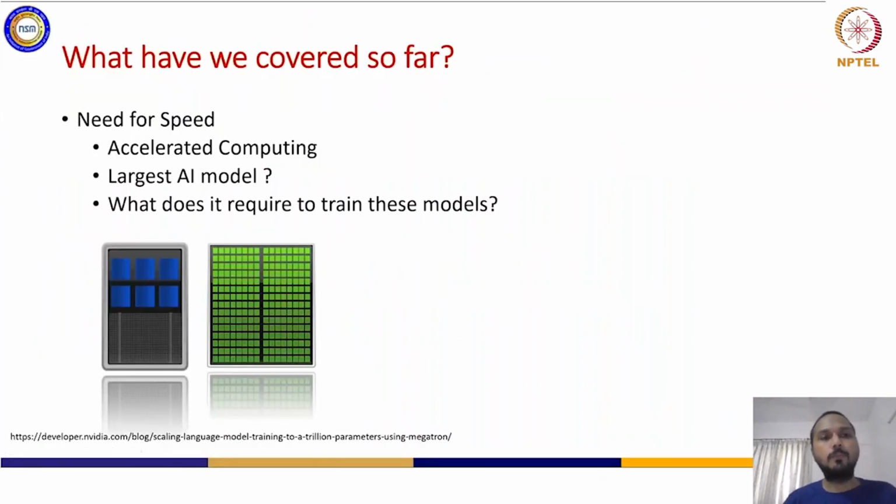Before we move forward, what have we covered so far? The first couple of lectures were dedicated to the need for speed. We talked about the significance of accelerated computing, or GPU computing. What you see here below is a representation of how the CPU architecture and GPU architecture look. On the left hand side, the diagram, which is more of a CPU representation, you see the fundamental difference as compared to the GPU, which is on the right hand side.